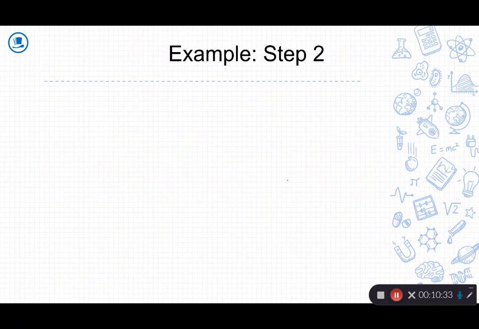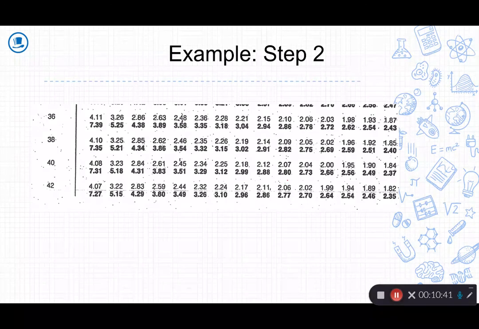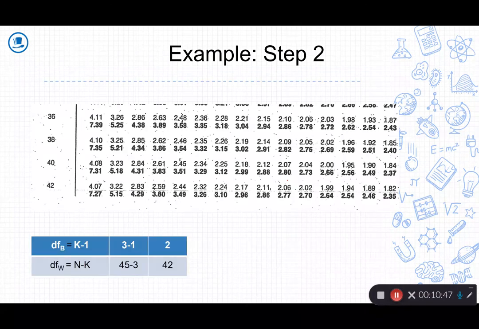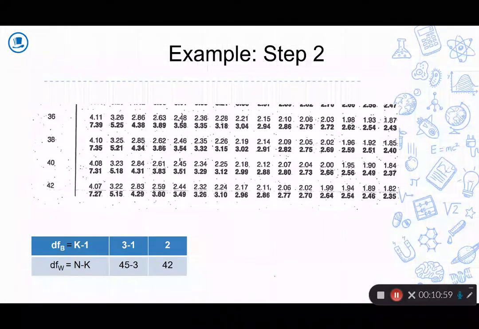You can use either table, you'll get the same critical values. So to set up the rejection region for analysis of variance, remember we need the 2 degrees of freedom and we need the level of significance. So let's make alpha 0.05 for this. And for this particular test, the memory study test, K was 3 and N was 45. So the degrees of freedom between is 2 and the degrees of freedom within is 42.